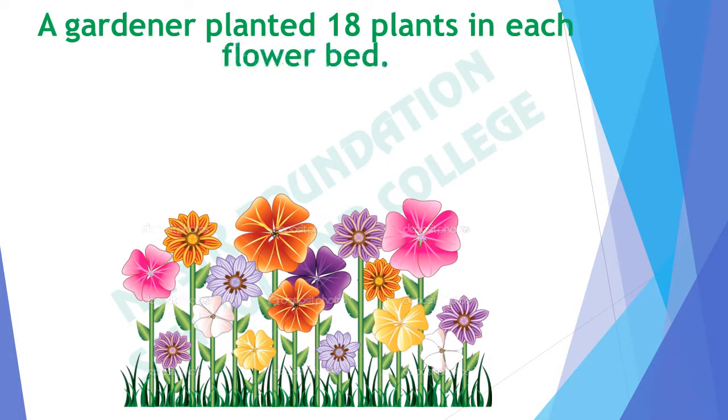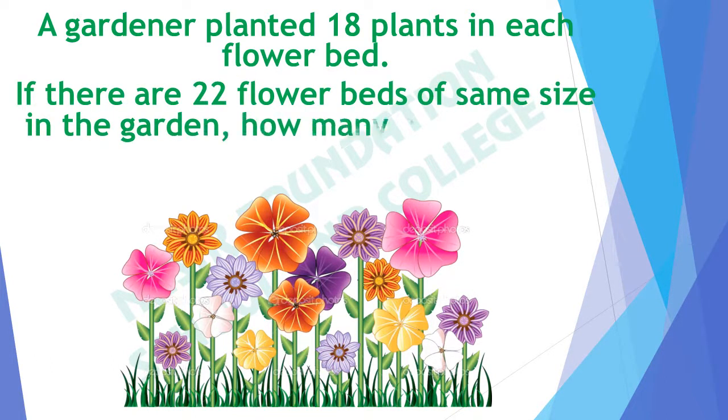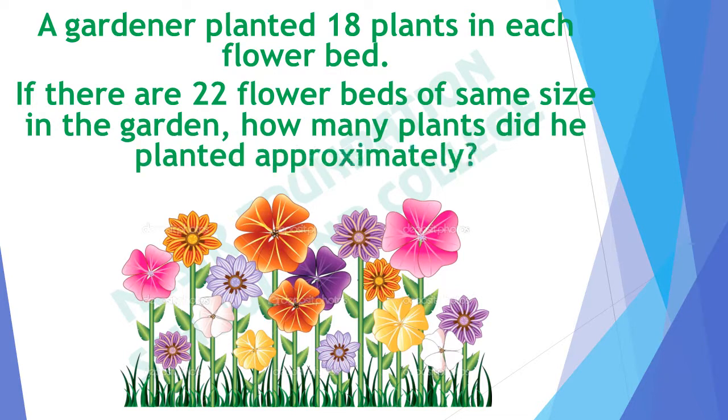A gardener planted 18 plants in each flower bed. If there are 22 flower beds of the same size in the garden, how many plants did he plant approximately?